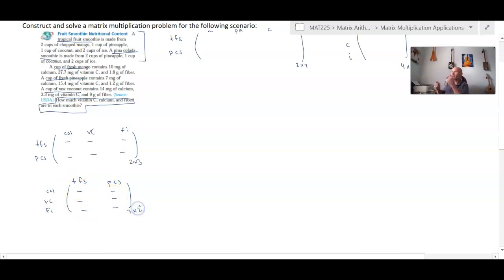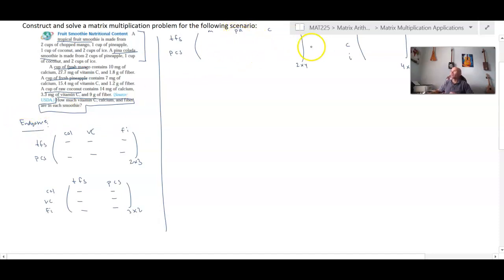Now, it's tempting to want to just calculate things and multiply things out by hand, but it turns out it's much more efficient to do this with matrices, especially if these matrices were large and there were way more smoothies and way more nutritional facts that we wanted to keep track of. So this is kind of our end game. I'll call this our end game of what we want to come up with.